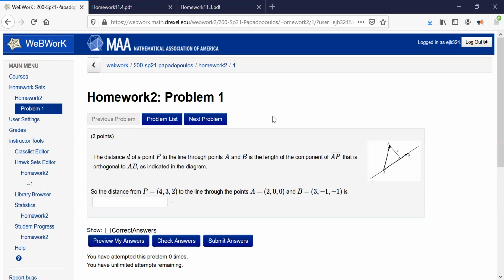walk you guys through 1, 2, 6, and 8, which seem to be the problems that people were having the most trouble with. So what do people think I'm going to do to start off on question number 1? So I've got this point P here, and I want to find the distance to the line that goes through both A and B.